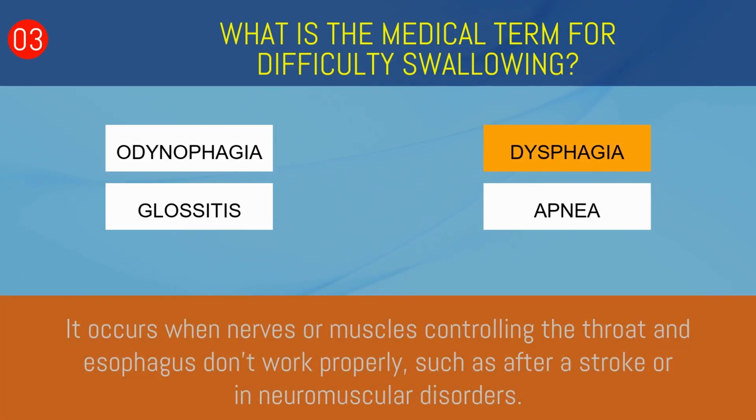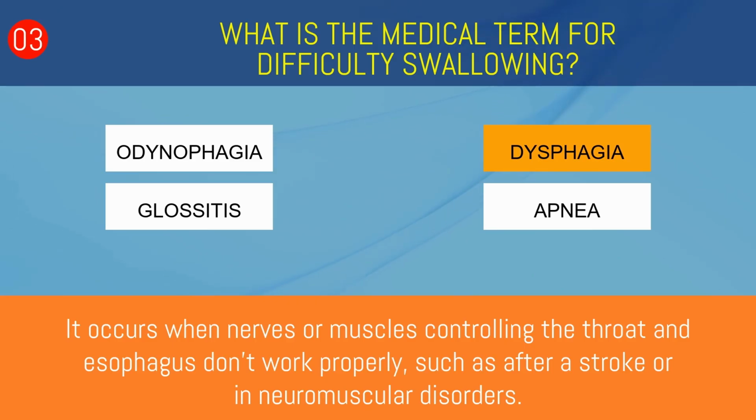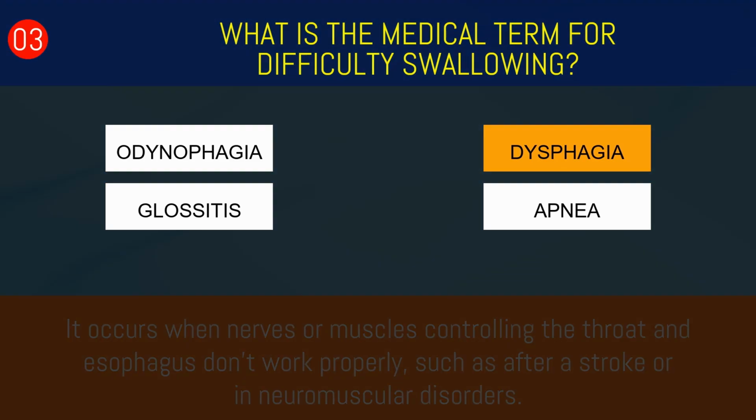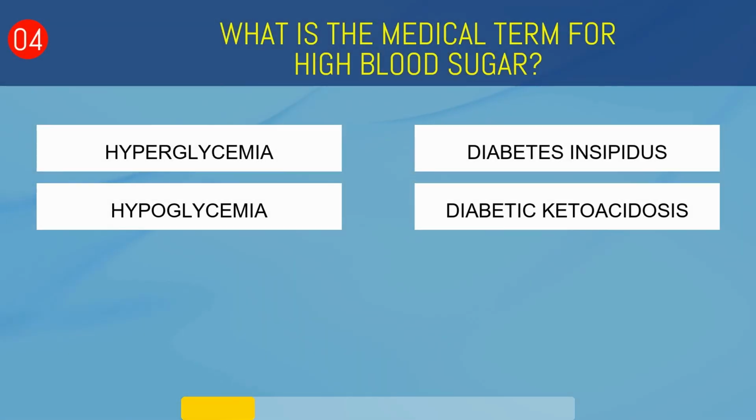Dysphagia. It occurs when nerves or muscles controlling the throat and esophagus don't work properly, such as after a stroke or in neuromuscular disorders. What is the medical term for high blood sugar? Hyperglycemia, hypoglycemia, diabetes insipidus, or diabetic ketoacidosis?